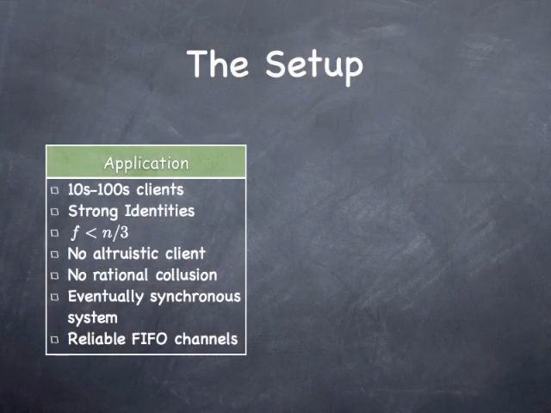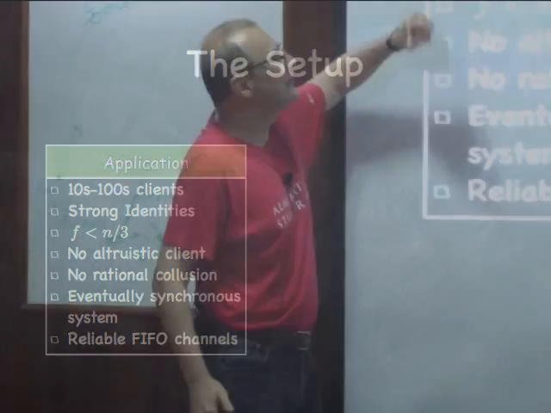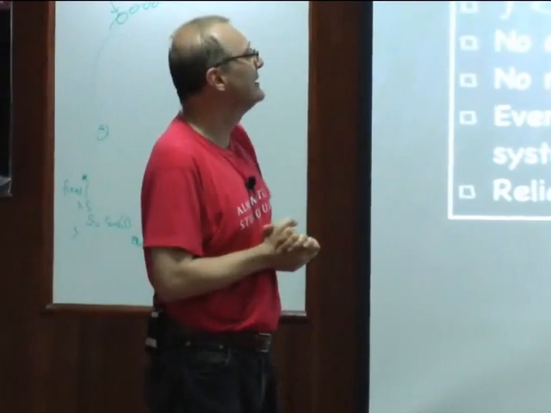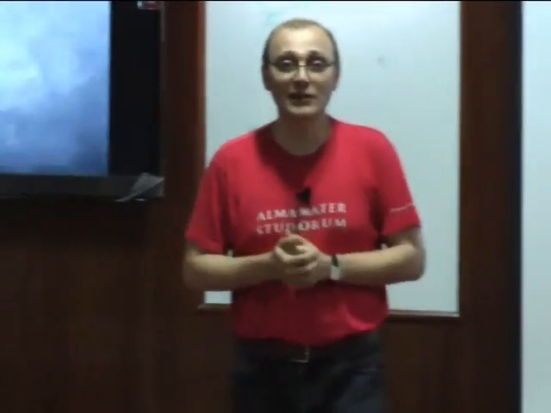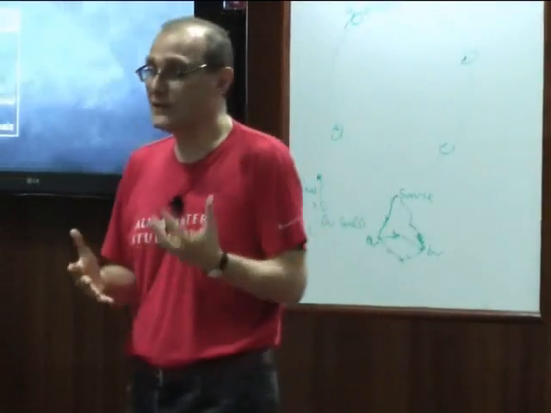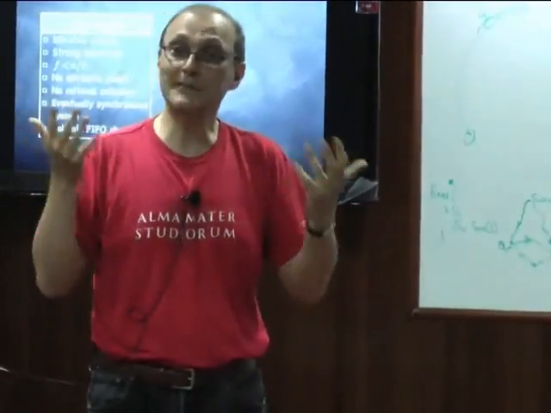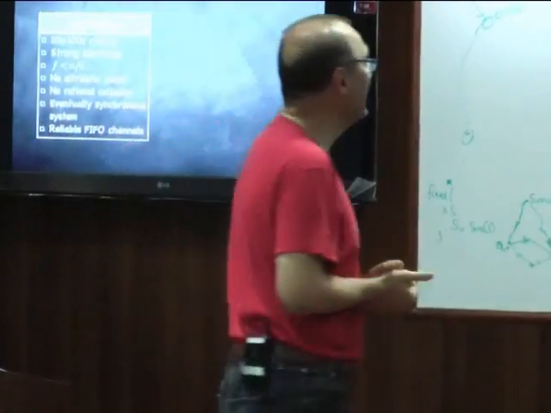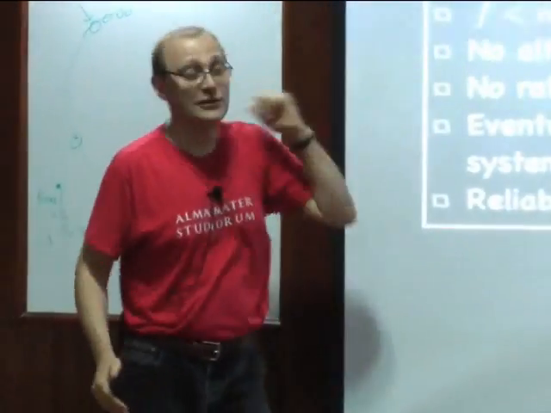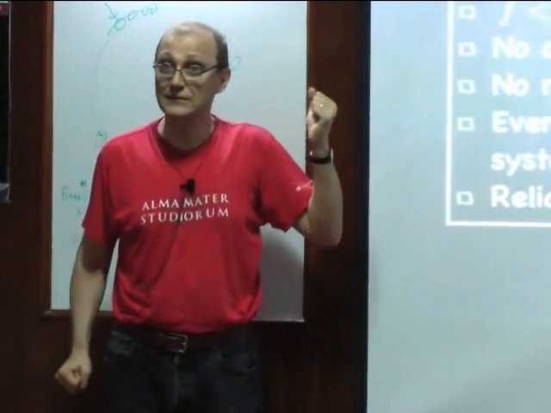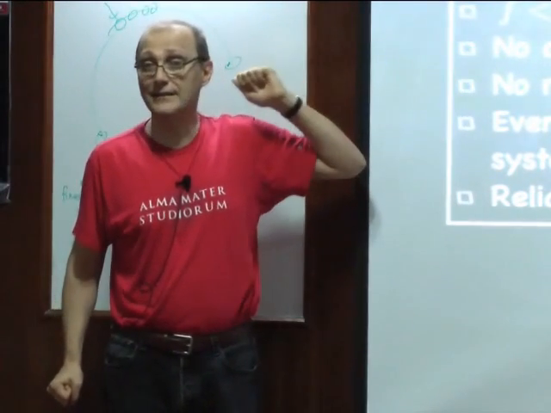First, I'm going to tell you something about the setup that we were thinking about. We're thinking about something in the hundreds of clients. We assume that clients are strong, that the entities had strong identities. So we're not concerned, for those of you who are familiar with it, with things like Sybil attacks, in which somebody can create a bunch of fake identities. And we're assuming that the number of faulty nodes, in a Byzantine sense, was less than a third.